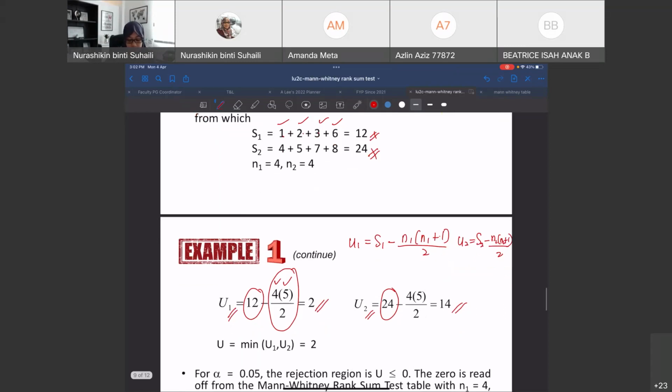Next you have to determine U. How do you know this? You have to refer to the steps, the 6th step. You can see that there are 3 different conditions. This one falls under the first condition, which means U is equal to the minimum of U1 and U2. So the minimum of 2 and 14. Which one is the lowest value? It is 2. So that's why you got 2 here, and now you have U equal to 2.